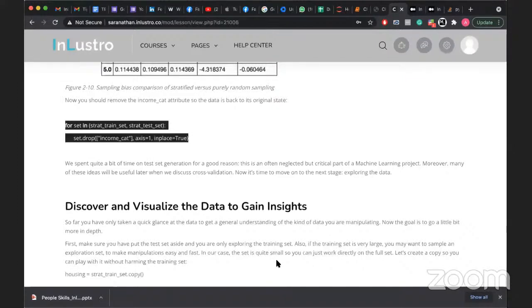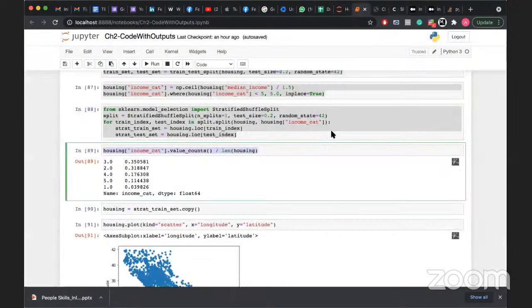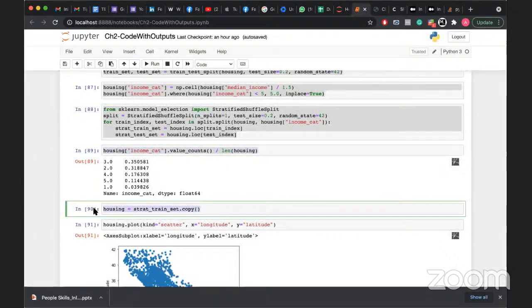Also, the training set may be very large, so you may want to sample an exploratory set to make manipulations fast and easy. In our case, the set is quite small, so you can directly work on the full set. We're going to create a copy first so that we don't modify the original set.